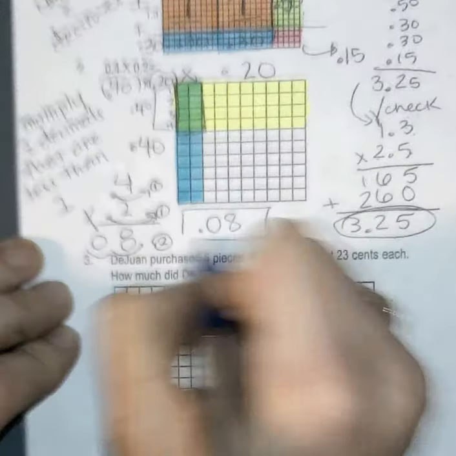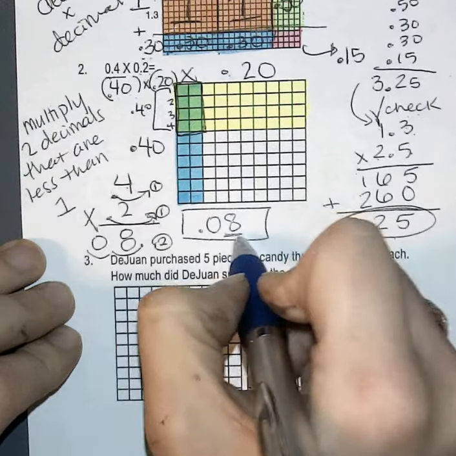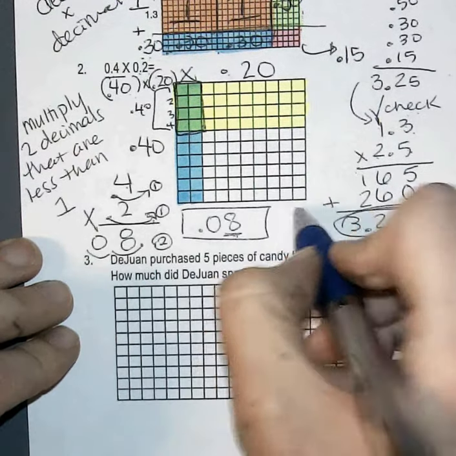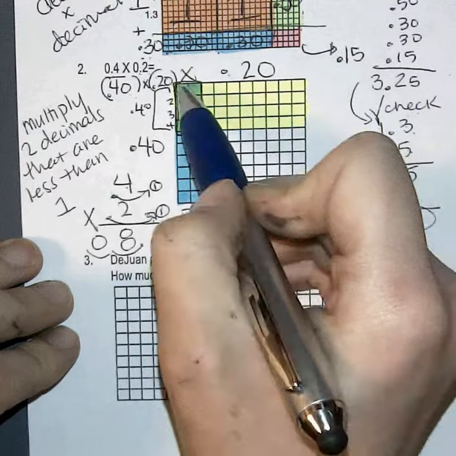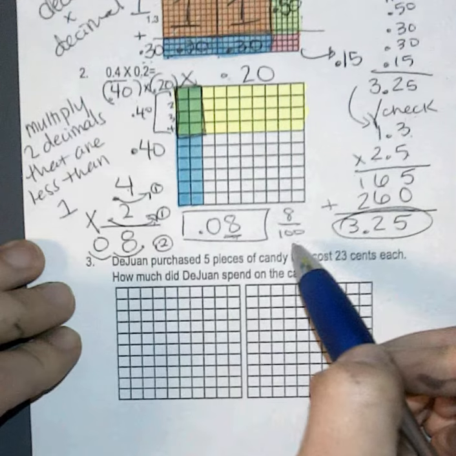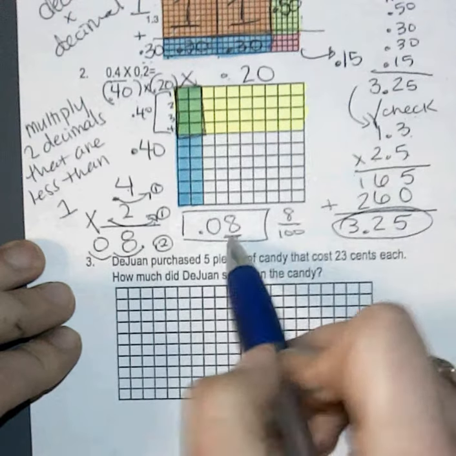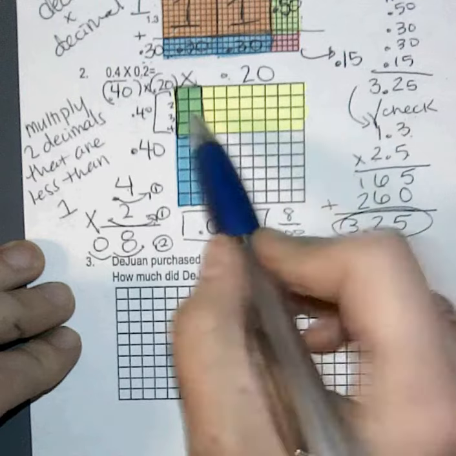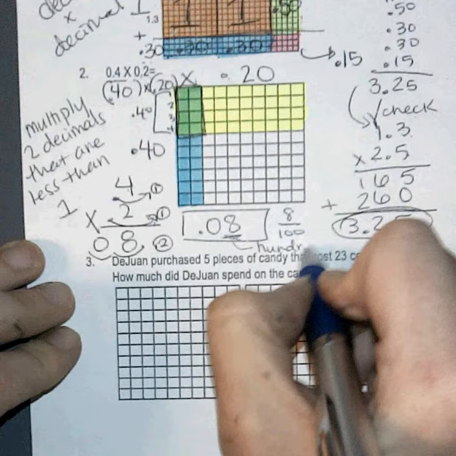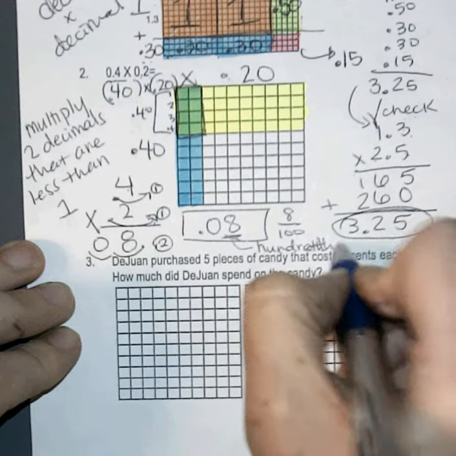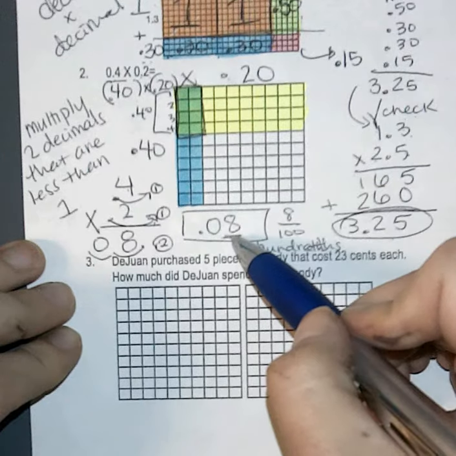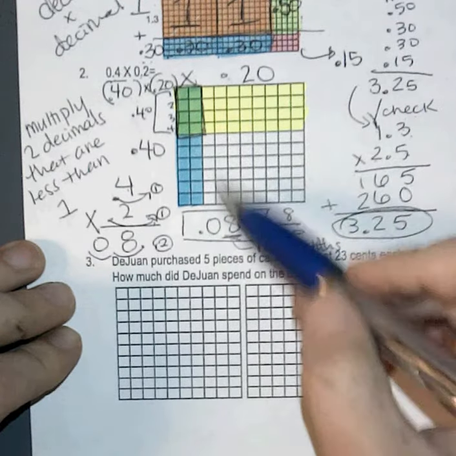Now, this 0.08, if you notice, this 8 lands in the hundredths place. That means that is 8 out of 100. Is this not 8 out of 100 blocks? So let that sink in. This 8 right here is 8 out of 100, and it's in the hundredths place. I misspelled that. It's really important that you understand place value, where things are lined up, and what that means in terms of the block.